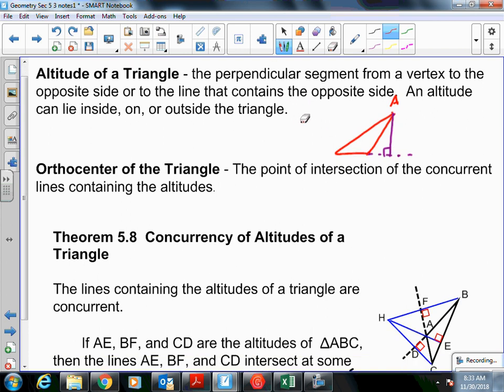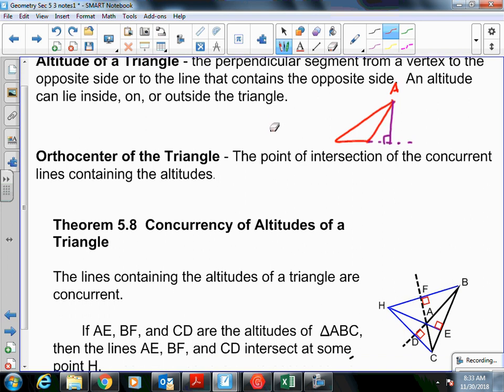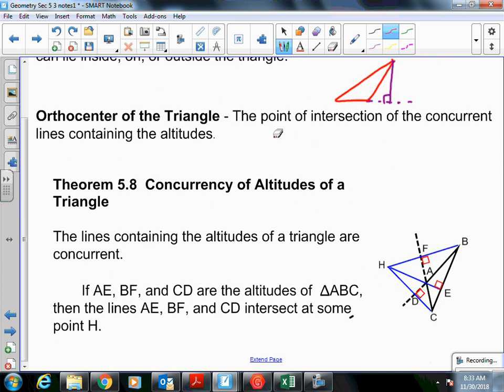And then the orthocenter is going to be the point of intersection of the concurrent lines containing the altitudes. So the centroid is for the medians, where they intersect. The orthocenter is where the altitudes are going to meet. And then the concurrency of altitudes of a triangle theorem says the lines containing the altitudes of a triangle are concurrent.